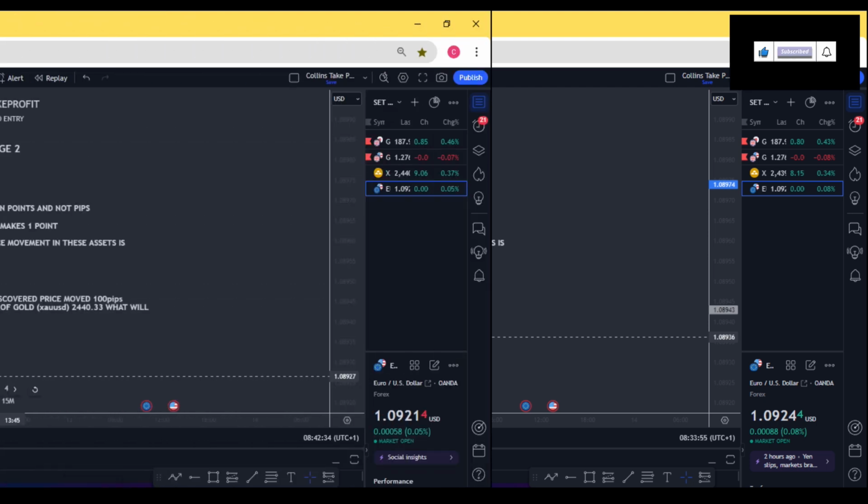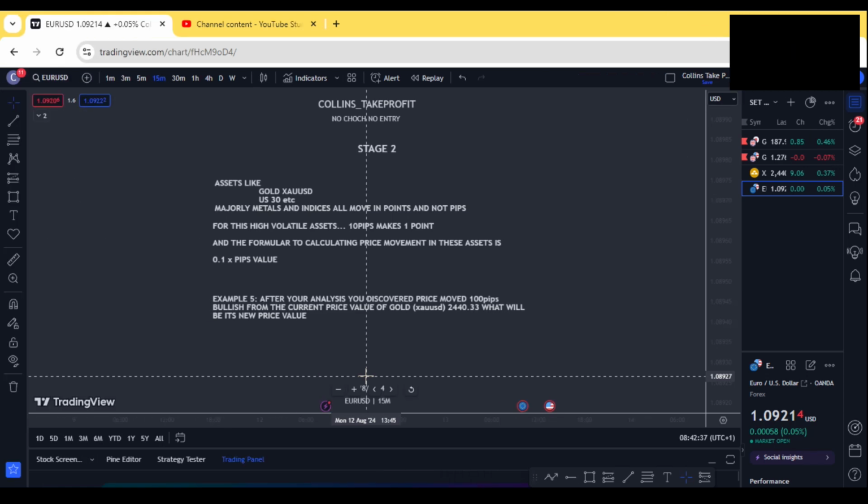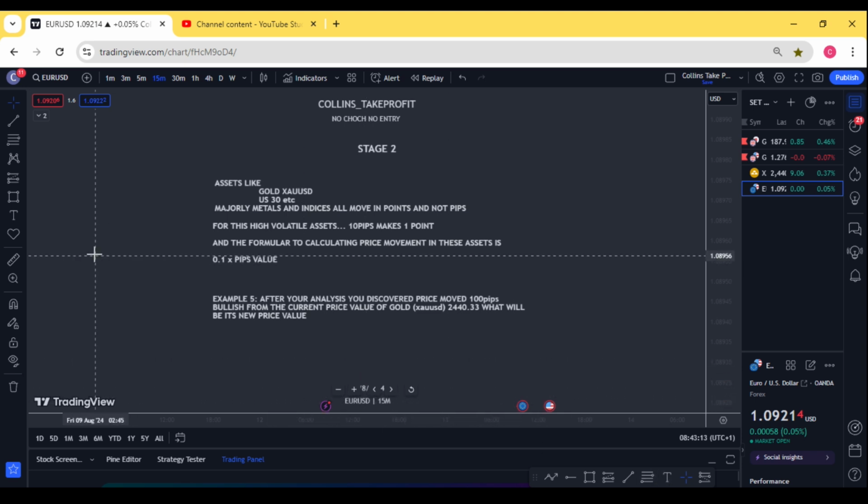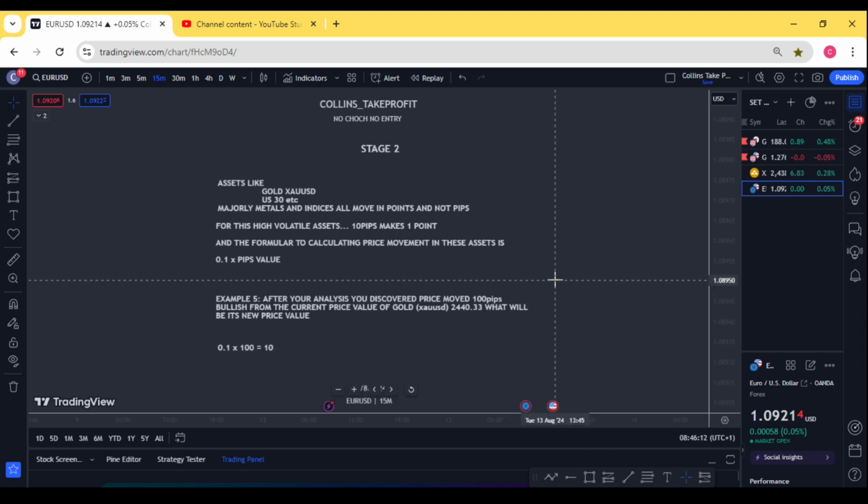So now let's take for example, after your analysis you discover that price actually moved 100 pips bullish from the current price value of gold, that's 2440.33. What will be its new price value? Now all you need to understand is that 1 point in gold makes 10 pips, so 10 points is going to make 100 pips. So now let's do the maths. You're going to use this formula right here, which is 0.1 multiplied by the pips value. So you just multiply 0.1 times 100, and it's going to give you 10.